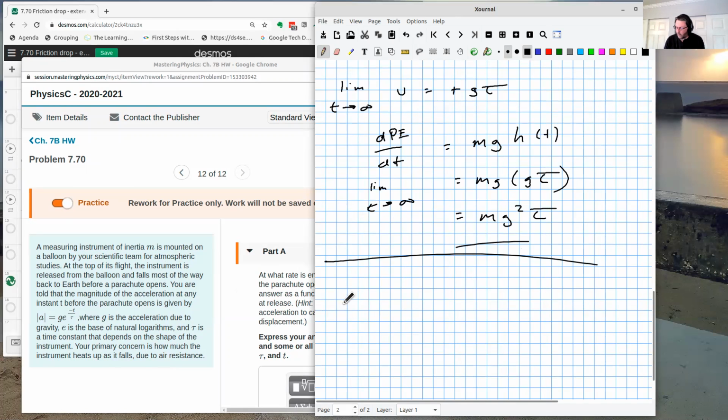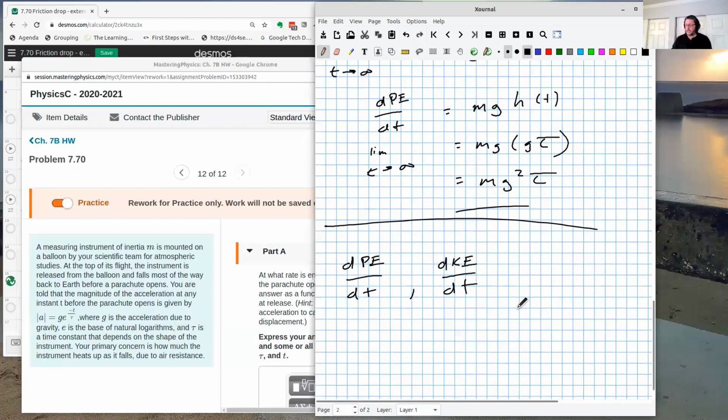So basically, we need to know what's the derivative of the potential energy, what's the derivative of the kinetic energy, and if they're equal to each other, no heat is being generated, because every bit of potential energy that decreases is matched by an amount of kinetic energy that increases. But if they're not equal to each other, the difference must be how much heat was generated. So we want to figure out expressions for the rate of change of potential energy and rate of change of kinetic energy, and we want to subtract them, because that'll tell us how quickly the difference.